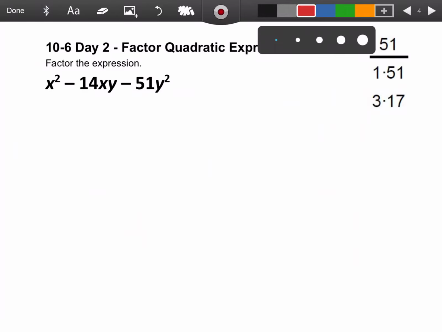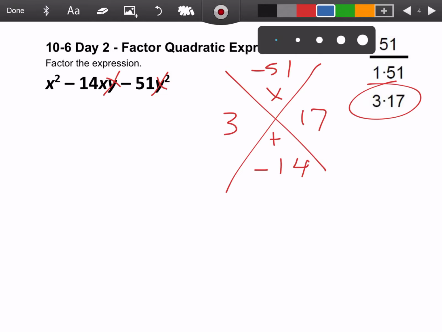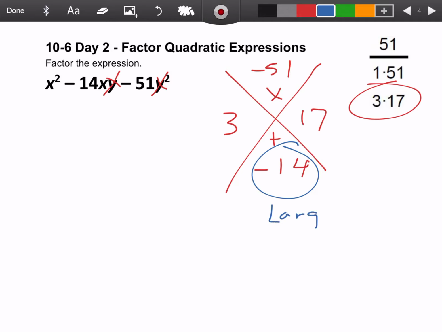Another example here. Crossing out our second variable for now. Creating our diamond, we have negative 51, and we have negative 14. So we have to multiply to negative 51 and add to negative 14. In our factor sheet, if we look at 51, we have 3 and 17. And this tells us that our larger factor is negative. So this means that the negative has to go over there, because the negatives have to win by 14. And then obviously 3 times negative 17 will give us a negative 51.